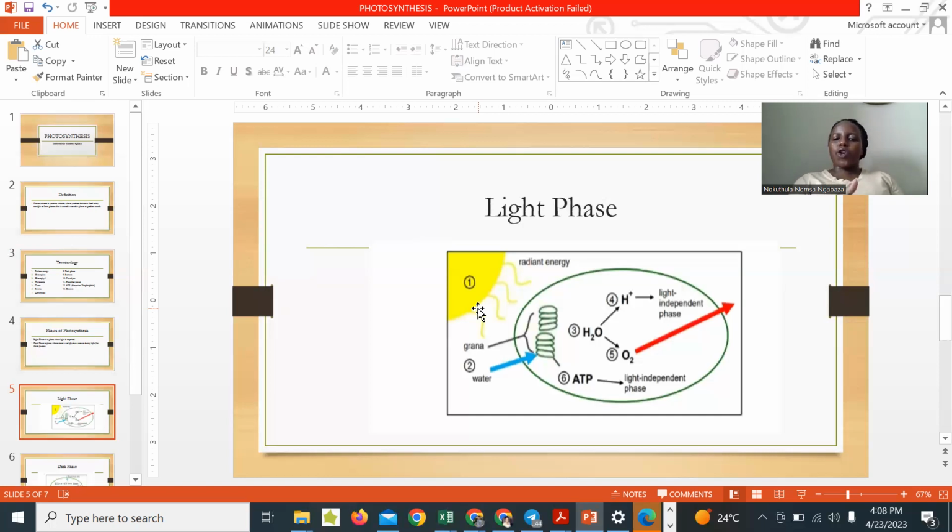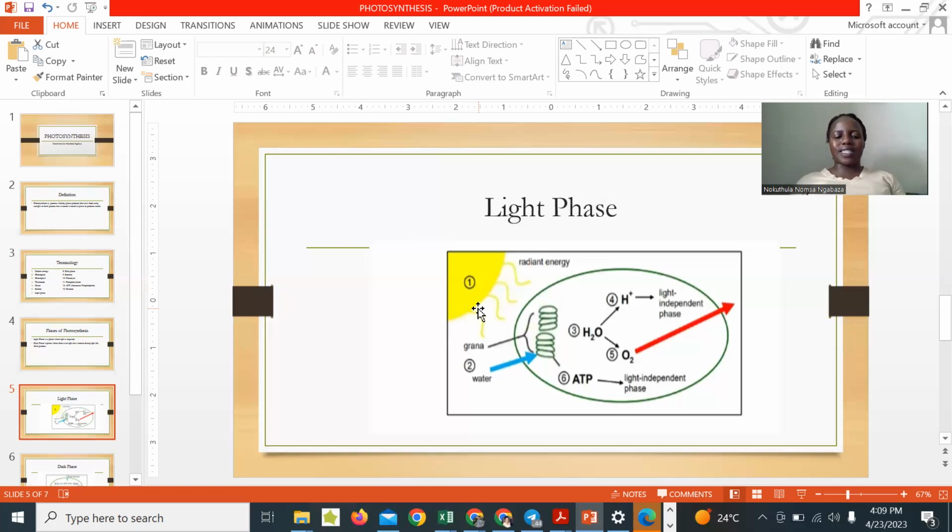So your radiant energy is going to be absorbed by the chlorophyll in the grana, and then your water is going to be absorbed into the grana of the chloroplast. And then the radiant energy comes into play again in the presence of water, where it will allow the water molecule to split. When your water molecule splits, it simply means that your hydrogen element and your oxygen element are both going to be separated.